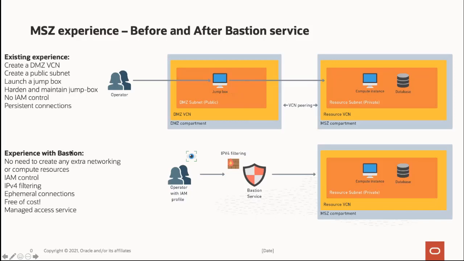But now with Bastions, you can just launch a maximum security zone compartment, put your target resources in the VCN within that compartment, and not invest in anything more than that with respect to your networking architecture. Just use the Bastion service, which has the IAM controls, which has the IPv4 filtering, which is free of cost, which is a fully managed service, to access your private target resources within MSZ directly. So Bastions become that last mile delivery mechanism, or the access mechanism, for your operators to access the resources within MSZ.